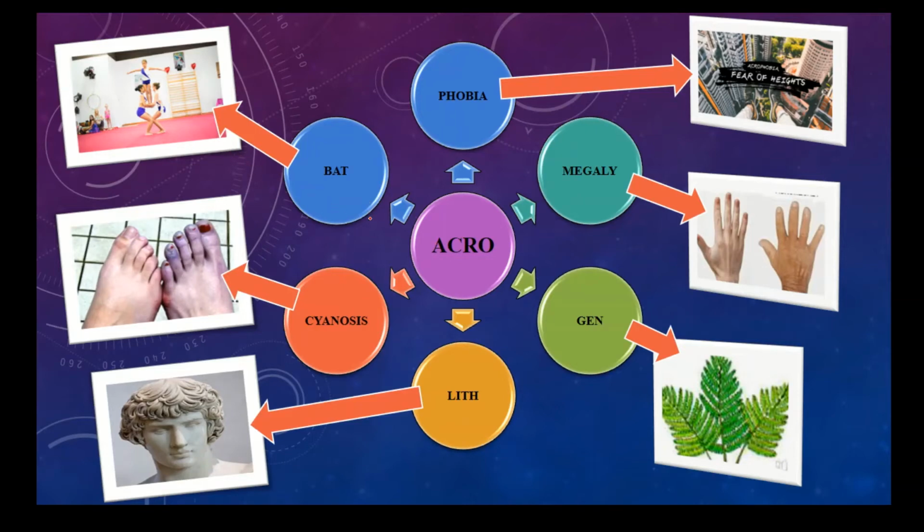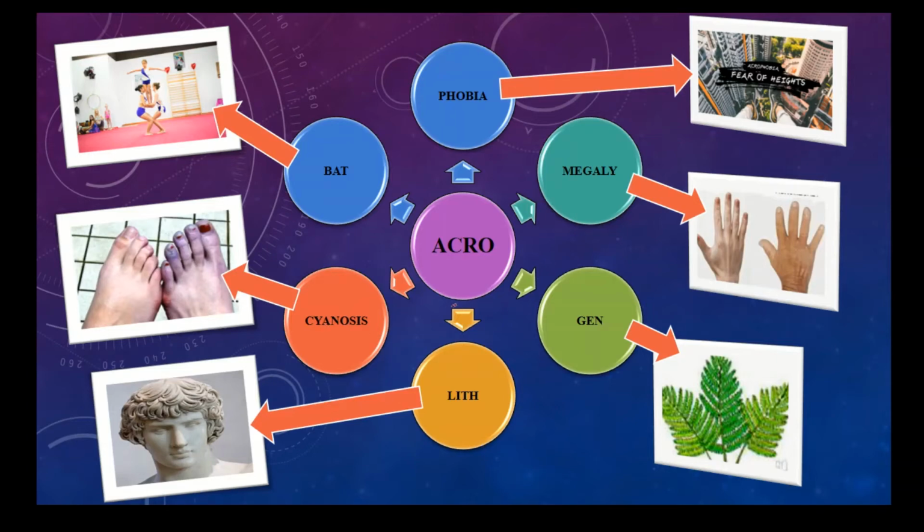Okay, now see next one, acrocyanosis. Acrocyanosis is a condition characterized by blueness of the fingers or toe tips due to extreme cold. See here in the picture you can see two legs. One is a healthy leg and the other one has a blue-colored finger at the tip. So this is acrocyanosis.